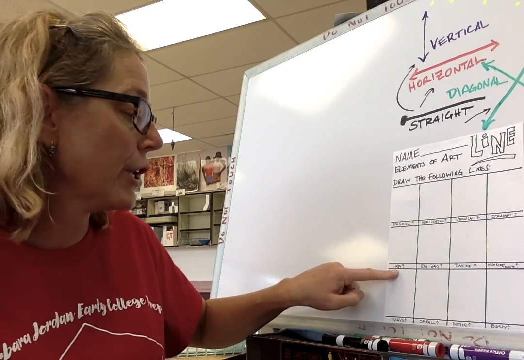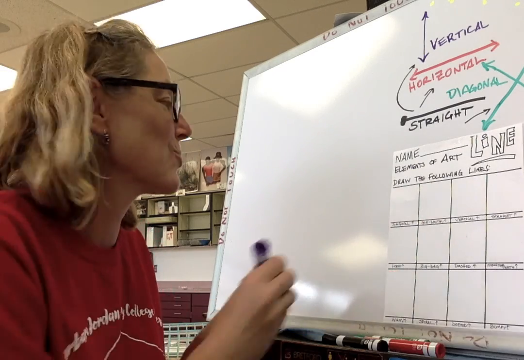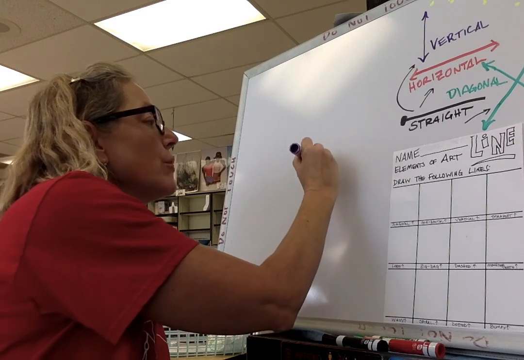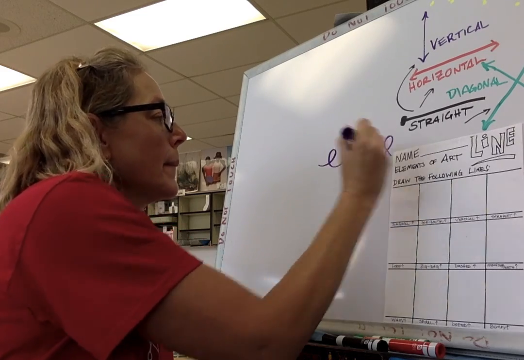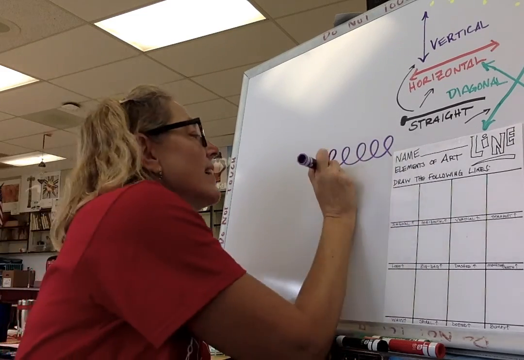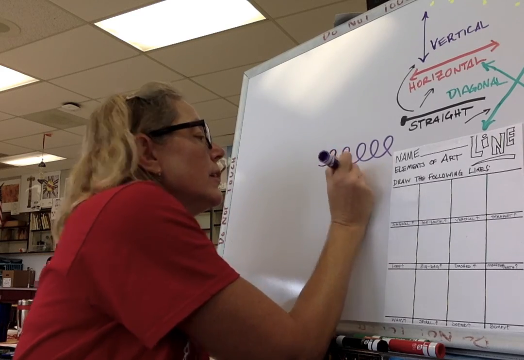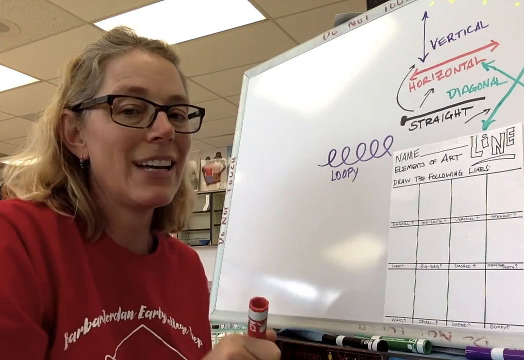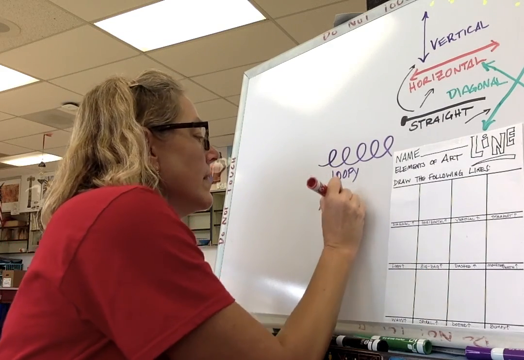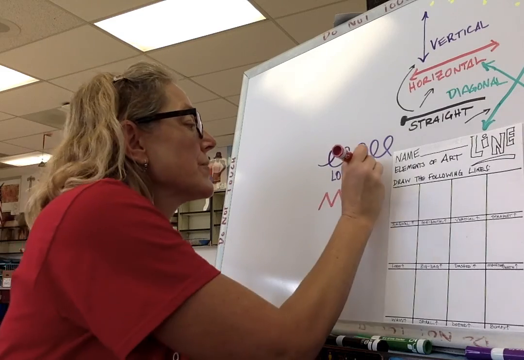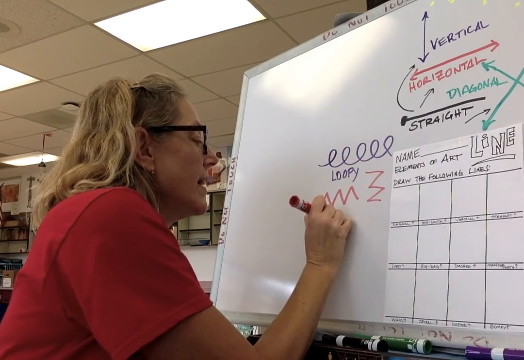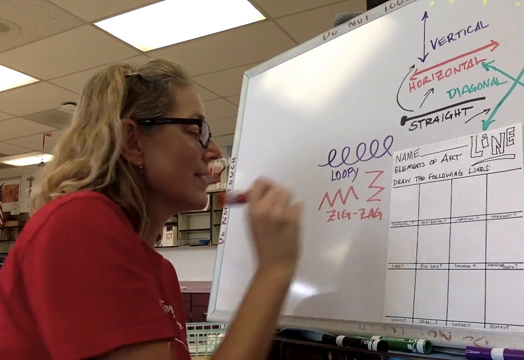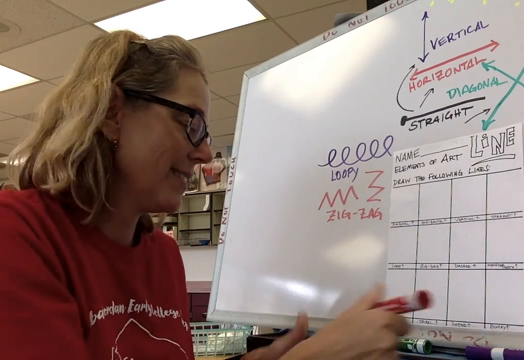All right, next box, loopy. This one's fun. Loopy lines look like an old-fashioned telephone cord. Kind of like that. Loopy. All right, next one says zigzag. That one's easy too. We all know that. It's how little kids draw mountains or lightning bolts. And the word zigzag has zigzags in it. Look at that, the Z's are zigzags.